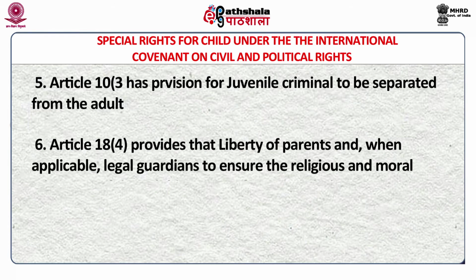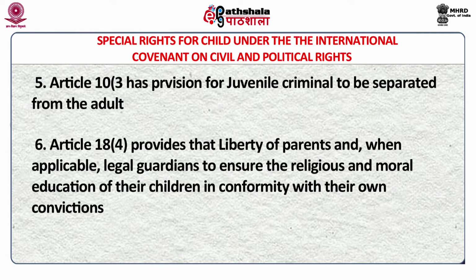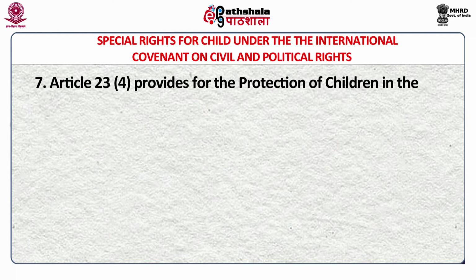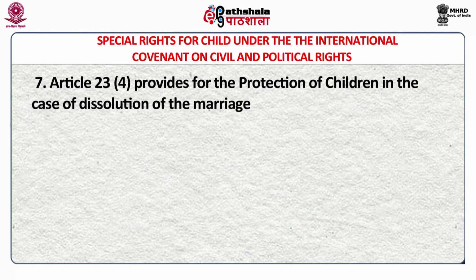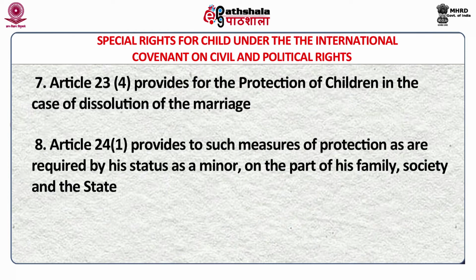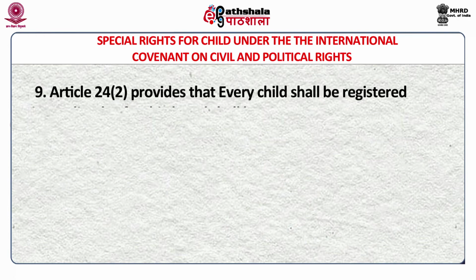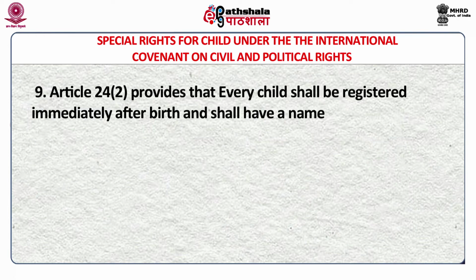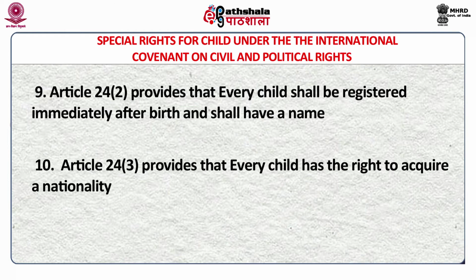Further, Article 18 clause 4 provides for the liberty of parents and, when applicable, legal guardians to ensure the religious and moral education of their children in conformity with their own convictions. Further, Article 23 clause 4 provides for the protection of children in cases of dissolution of marriage, and Article 24(1) provides for such measures of protection as are required by his status as a minor on the part of his family, society and state. Moreover, Article 24 clause 2 provides that every child shall be registered immediately after birth and shall have a name. Further, Article 24 clause 3 provides that every child has the right to acquire a nationality.